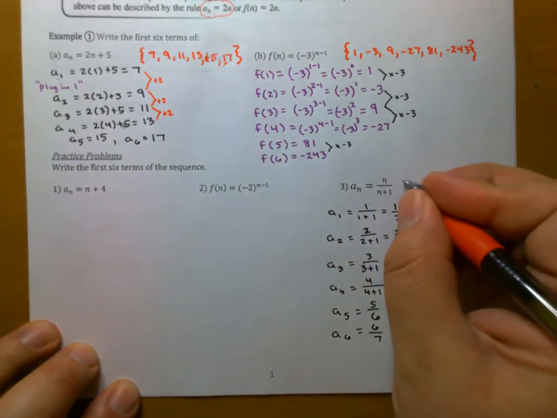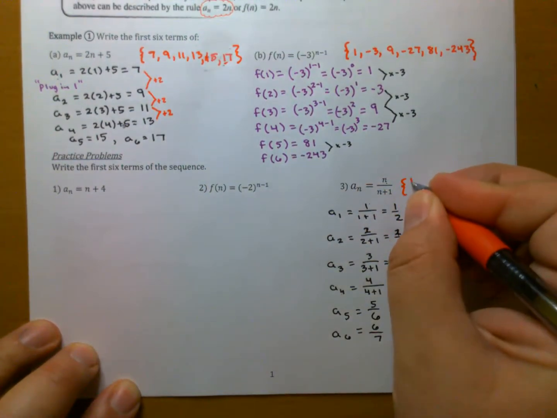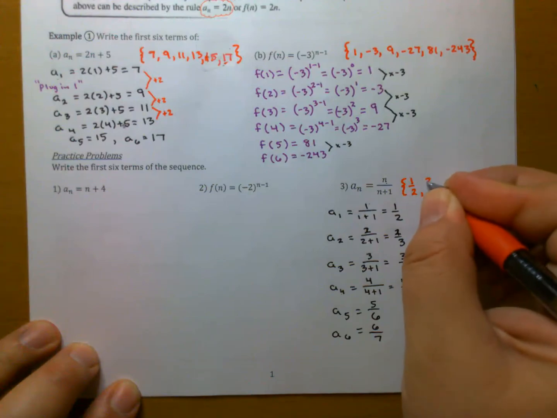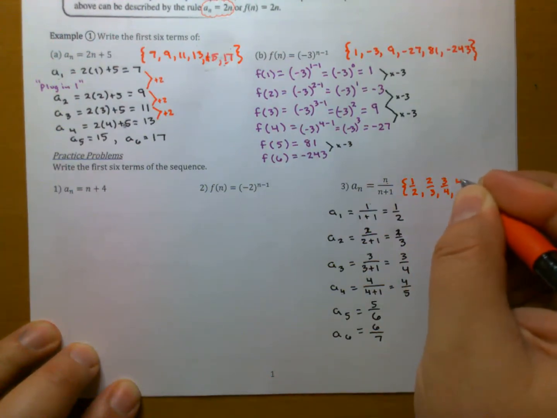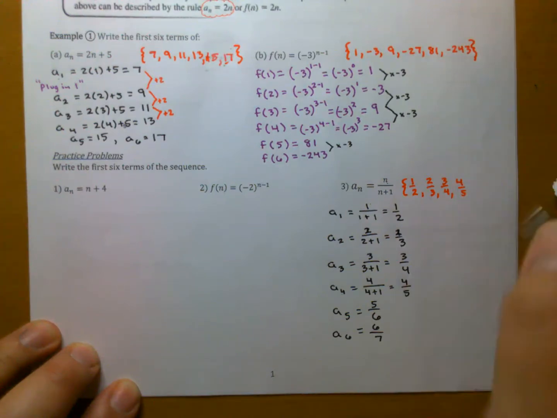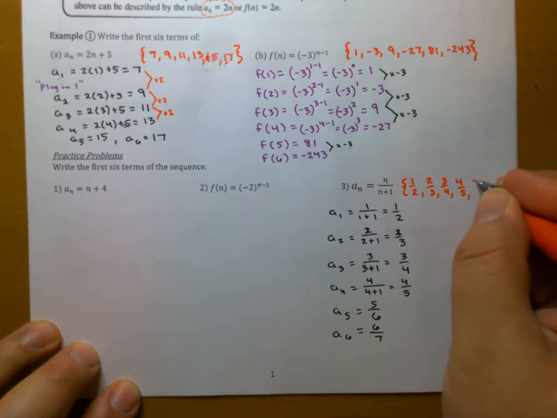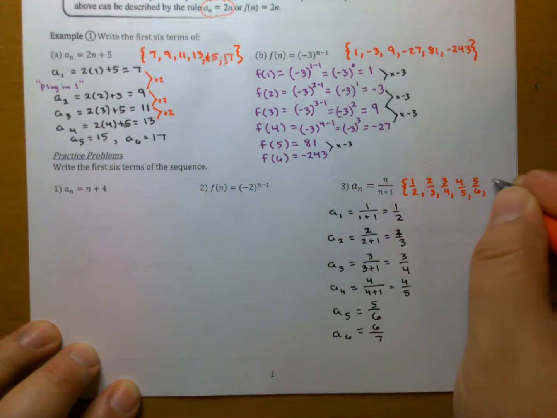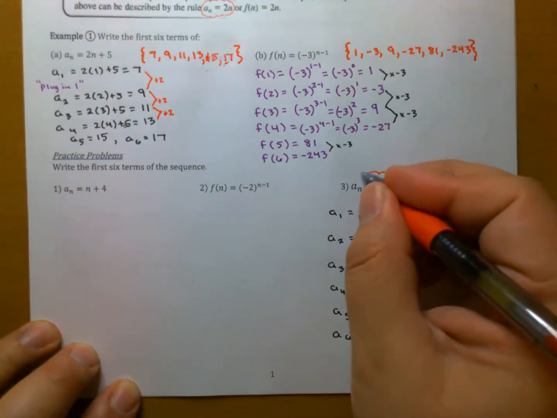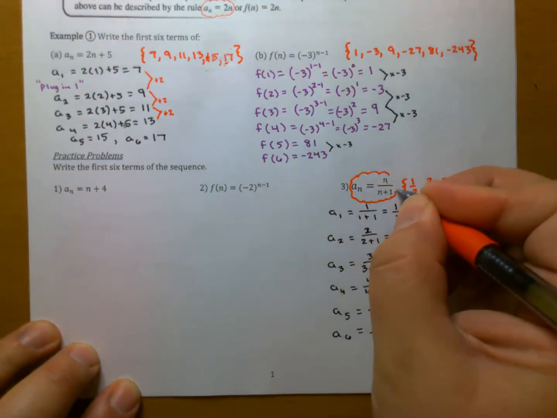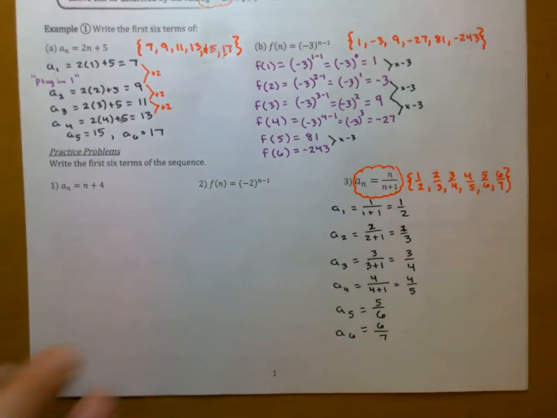And of course, here's my set for this one. And yes, fractions are fine. 1/2, 2/3, 3 over 4, and 4 over 5. It's 5 over 6. I almost forgot those last two there. 5 over 6 and 6 over 7. This would be my sequence that was created using this formula right here. And that's what these formulas are for, so that we can create these lists.